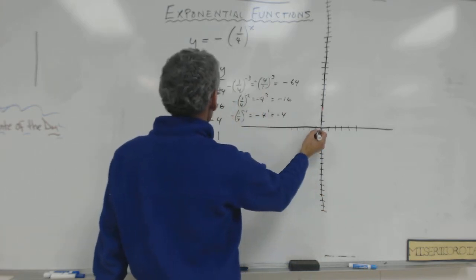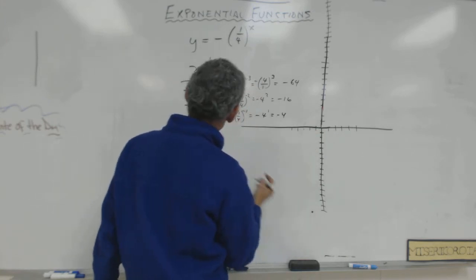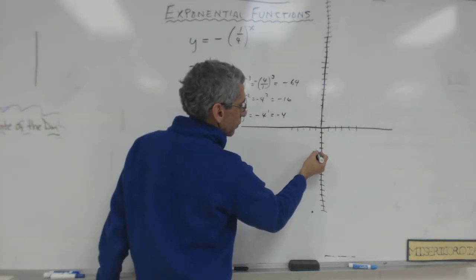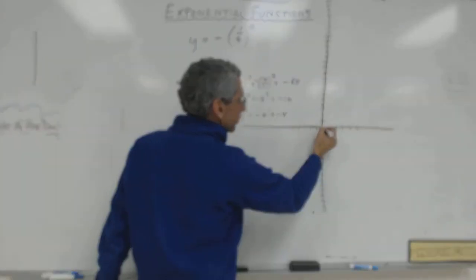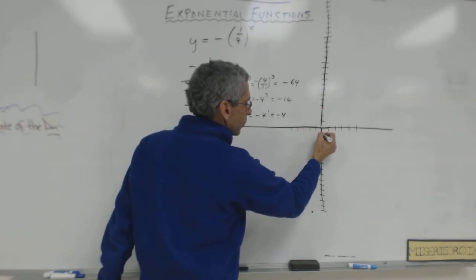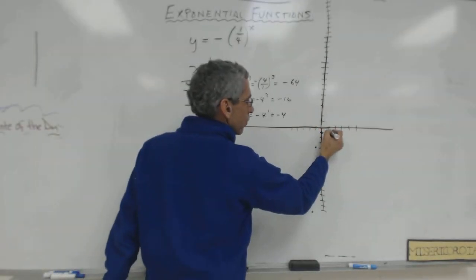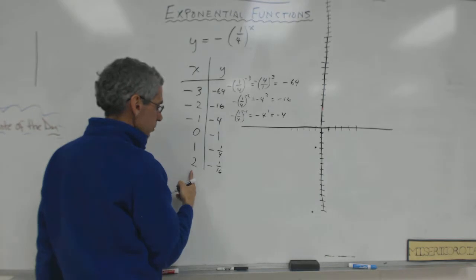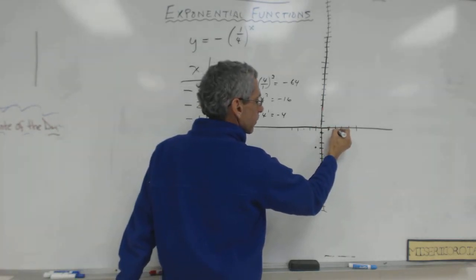All right. What was it again? -2, -16. Boom, boom, right? Boom. Okay, -1, -4. 1, 2, 3, 4. Boom. 0, -1. Boom. 1, -1/4, so around there. 2, -1/16. So it's like right there.